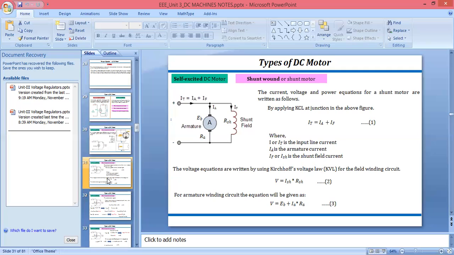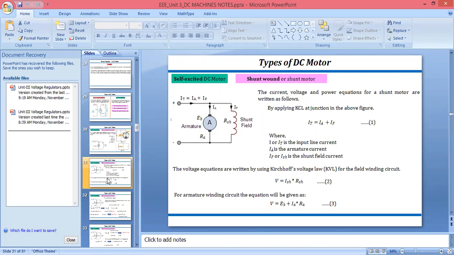So here we apply KCL. KCL is nothing but Kirchhoff's current law, used to derive the value of current. Kirchhoff was a scientist who derived two laws: Kirchhoff's voltage law and Kirchhoff's current law. Kirchhoff's current law states that at any node, the incoming current is equal to the outgoing current. Or we can state it differently: the algebraic summation of currents at any node is 0.